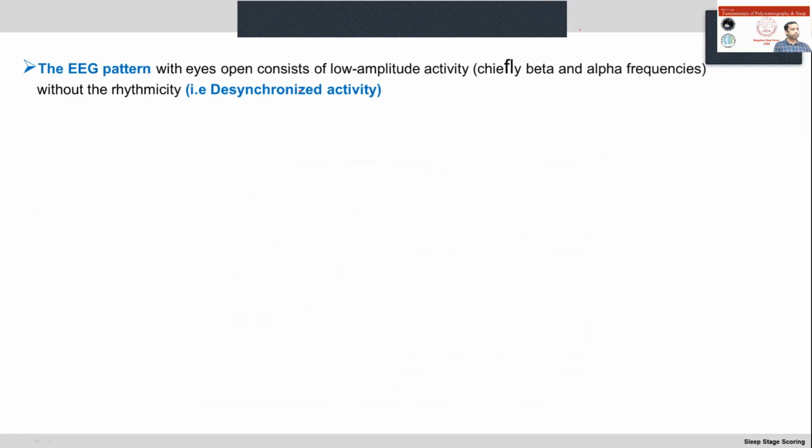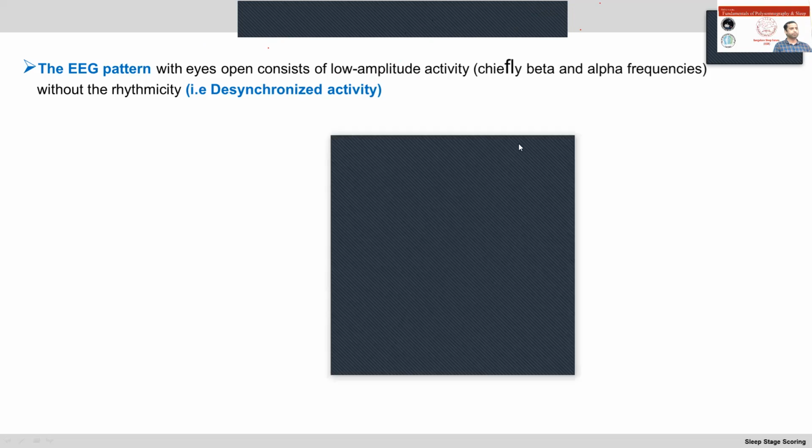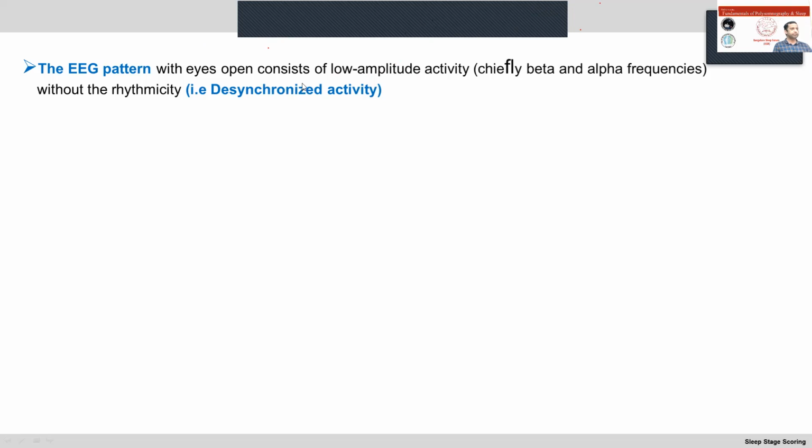Okay, so this is wake stage. How do we mark a wake stage? As I told, we first have to see that EEG is there, EOG is there, EMG is there. On the basis of these 3 parameters, we have to mark it as wake stage.